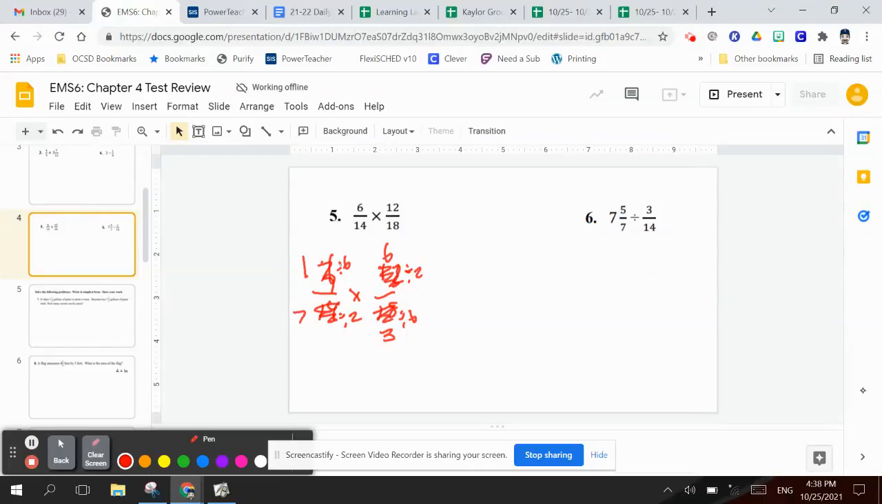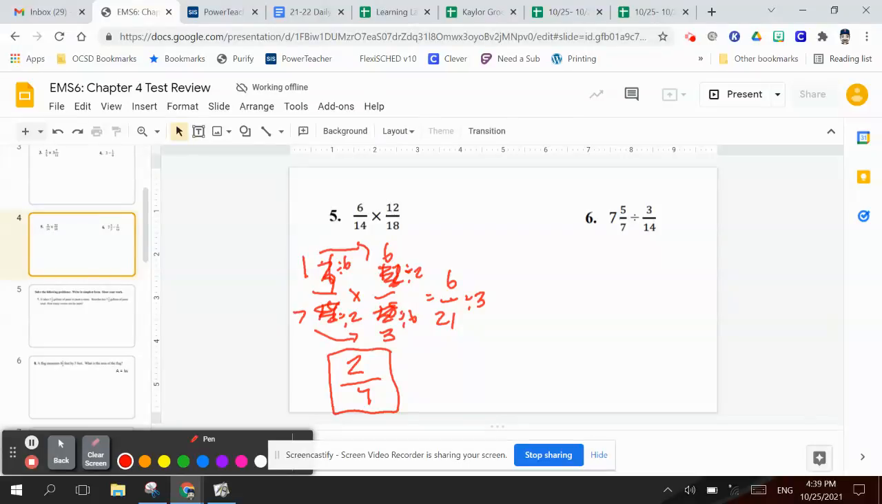And when I multiply across, 1 times 6 is 6. 7 times 3 is 21. And again, I can divide each of those by 3. 6 divided by 3 is 2. 21 divided by 3 is 7. There's my fraction in the simplest form.